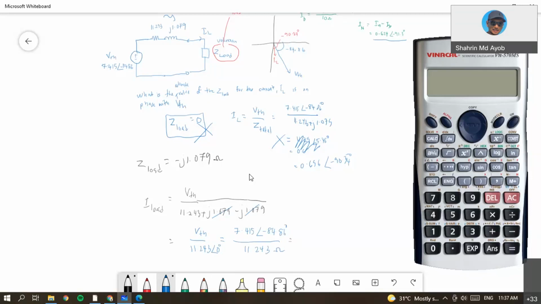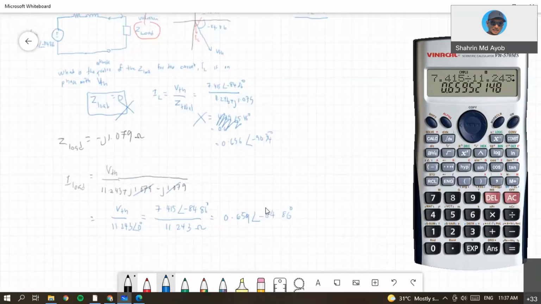So using my calculator here, 7.415 over 11.243, my answer is 0.659 with an angle of negative 84.86. As you can see, the load current right now has an angle that is in phase.